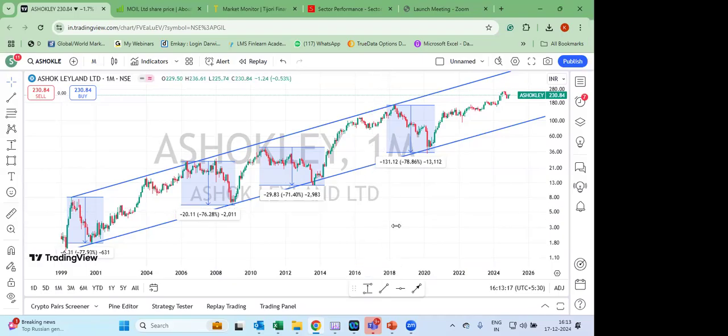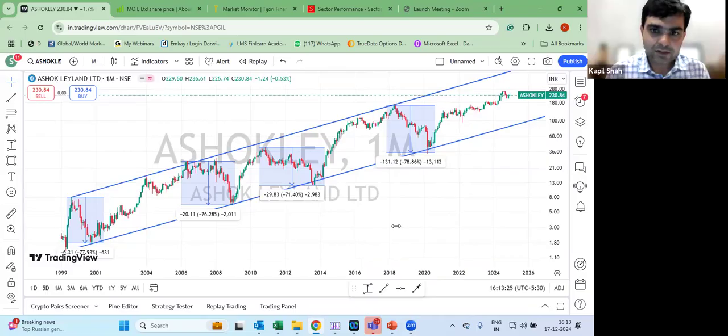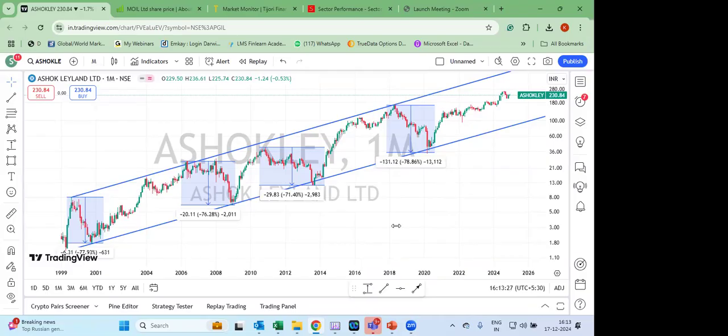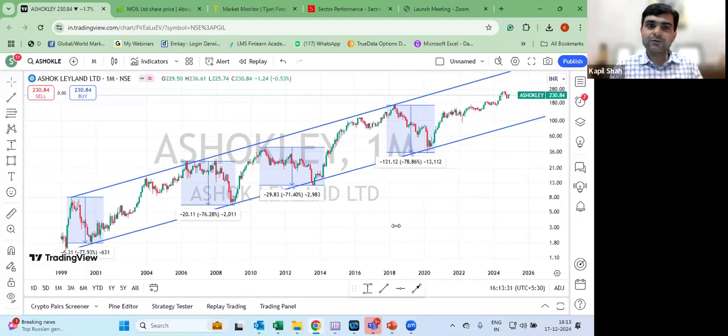So, a quick question. Should one buy at the bottom or should one buy at the reversal? Keeping the bottom as the stop loss or something of that sort. Right, right. Yeah, interesting question.